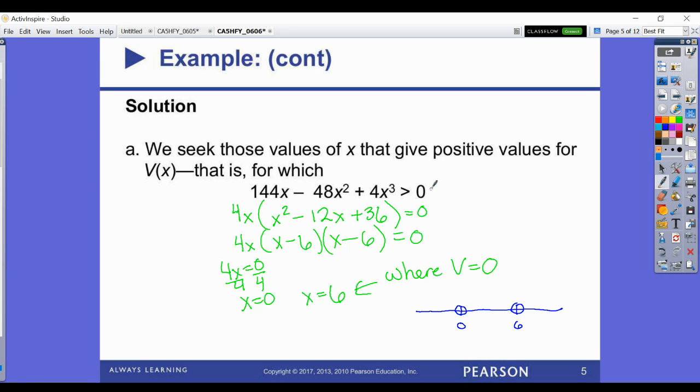And I want them to be greater than 0. So if you plug in 0 into this equation up here, you get 0 is greater than 0, which is false. If you plug in a 6, you get 0 greater than 0, which is false. So what we want to know now is where is this true?